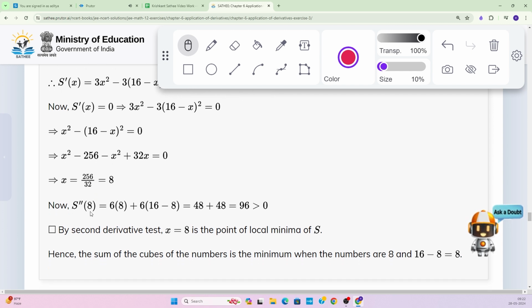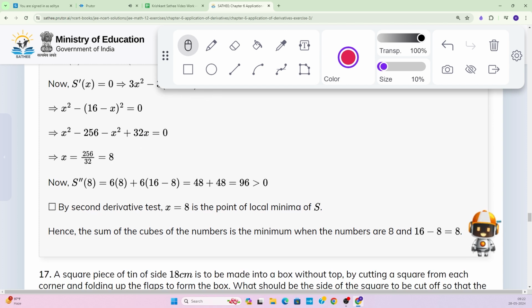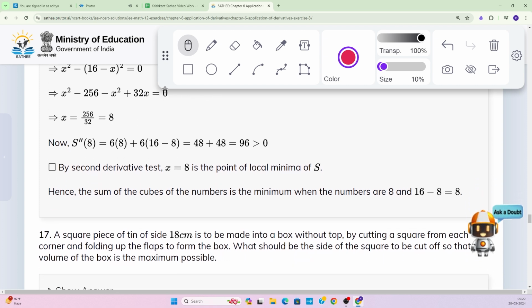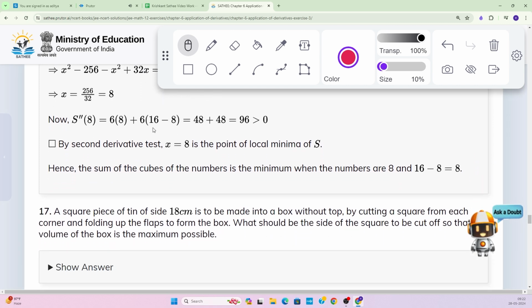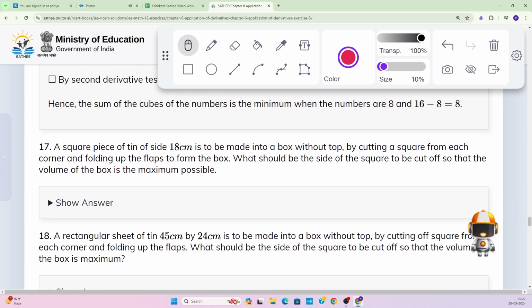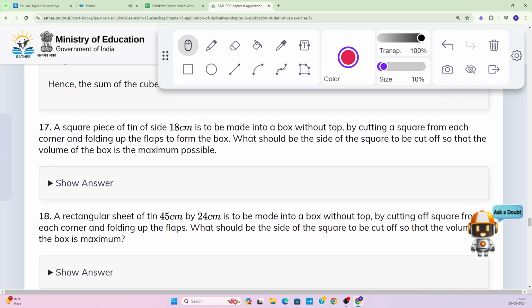Now as f double prime at 8 gives you a positive value, this means at x equals 8 you will get the minimum. Clear? So your x value will be 8 and your y value will be 16 minus 8, which means 8. Both the numbers will be 8. Simple.